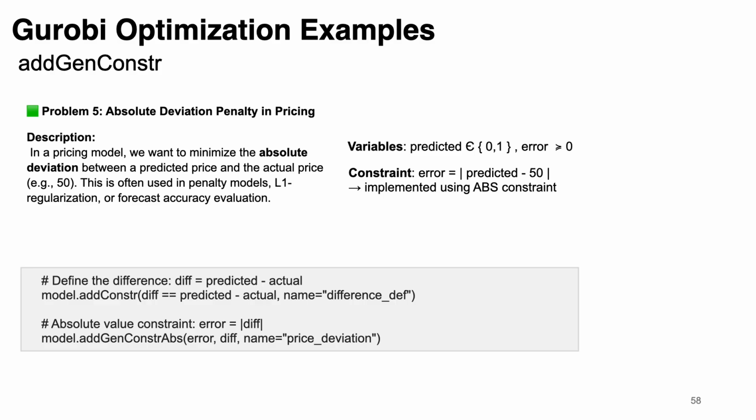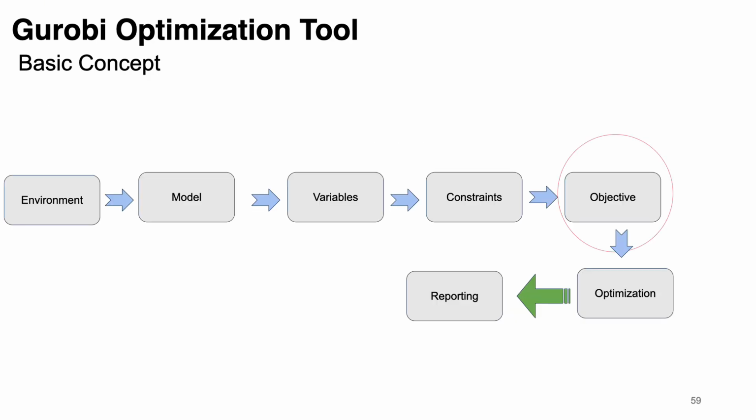Once diff is defined, we apply the ABS constraint, model.addGenConstrAbs, passing error as the result and diff as the input. This 2-step process correctly bounds our error variable so that the optimizer can accurately minimize it later. We have now successfully defined our variables and built our constraints across all 5 examples.